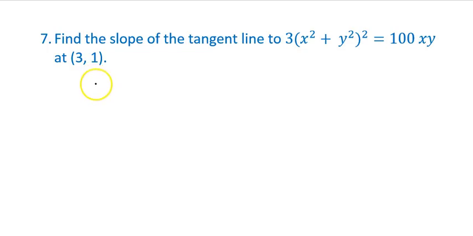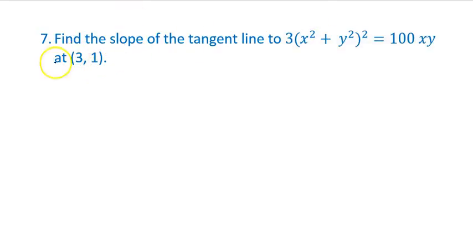Okay, so our last little bit is applying this now. 7 is an example. They want us to find the slope of the tangent line to this at the point 3,1. And so anytime they ask us to find the slope of a tangent line, we're just taking the derivative and plugging in. It's just now, instead of just plugging in an x value, we're going to be plugging in an x and a y.